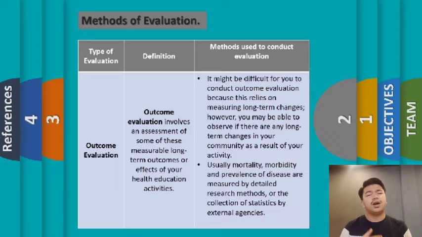So it is conducted 3 or 5 years after you have conducted your interventions to see if there are really significant changes in the behavior, in the belief, or if your general objectives were achieved. So that is the outcome evaluation. So this type of evaluation may be conducted by external agencies. This evaluation may be conducted also by external agencies since it is difficult to conduct.